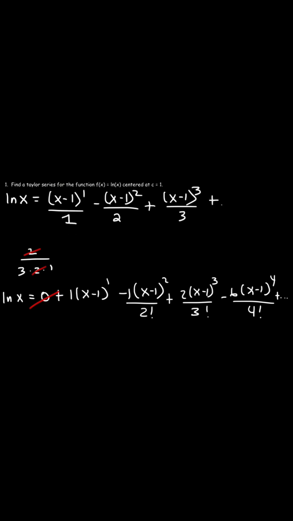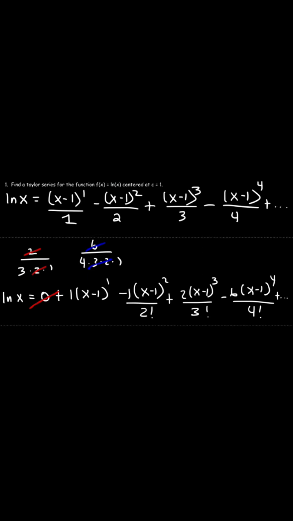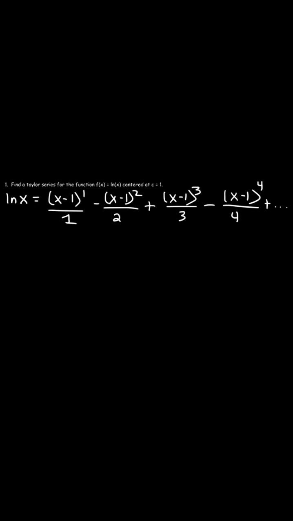And then we're going to have, this is going to be negative. Now 6 divided by 4 factorial. Let's simplify that. 4 factorial is 4 times 3 times 2 times 1. So 6 will cancel with 3 times 2. So this is going to be x minus 1 to the 4th power divided by 4. So now we could see a pattern developing. So how can we write this series using summation notation?